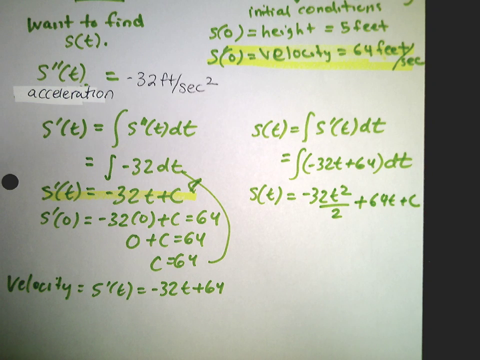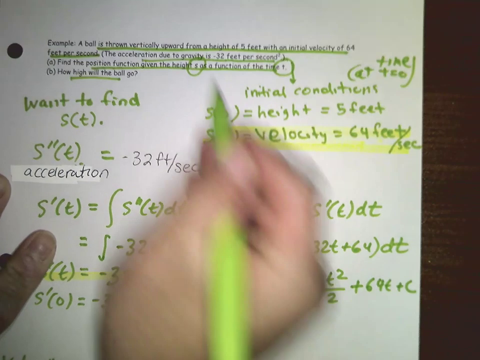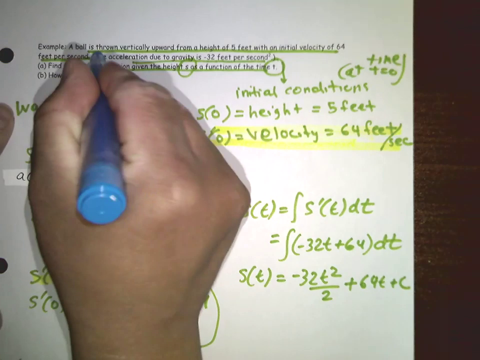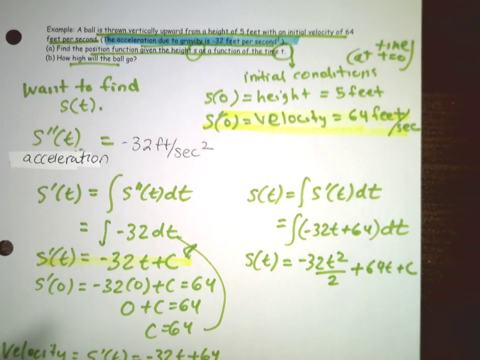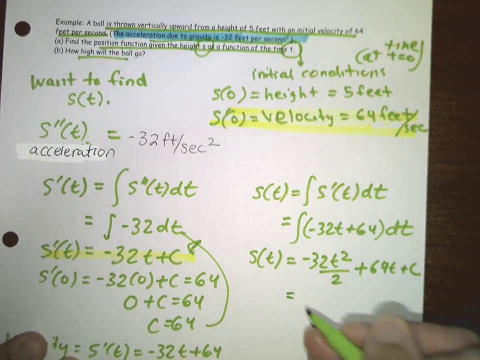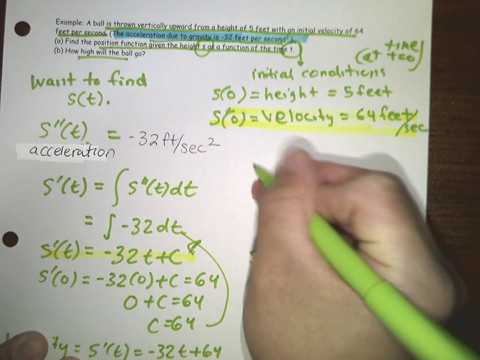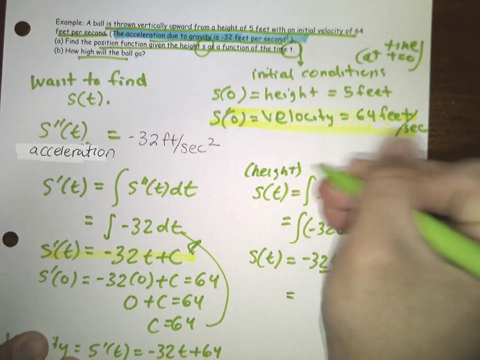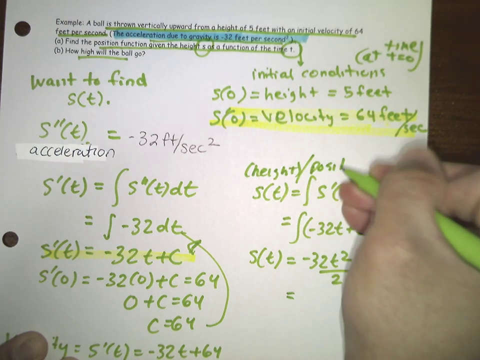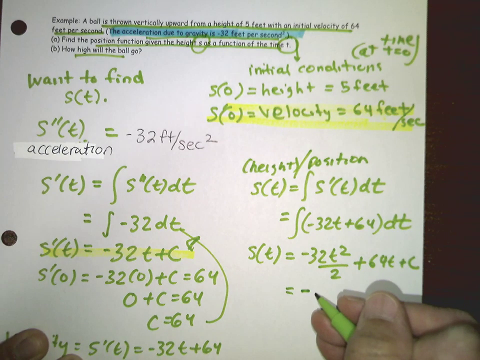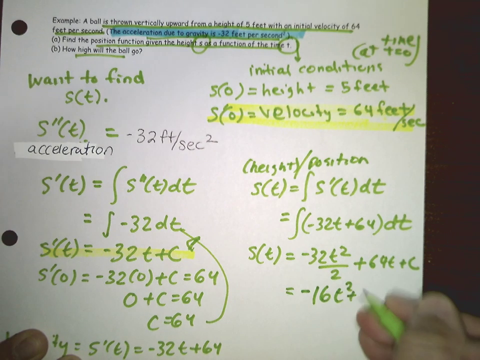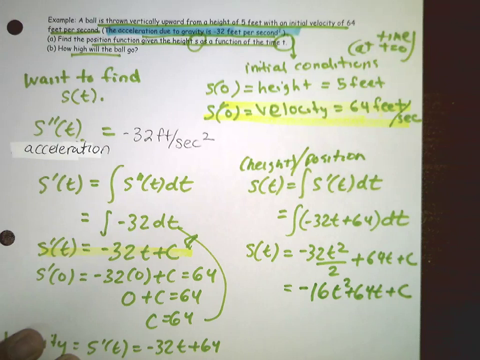Oh, yes, how did we assume that the acceleration was negative 32 feet? Well, that's what the problem said right here. So then if I simplify this, I get the height, so remember this is the height or the position. So that will be negative 16t squared plus 64t plus c.